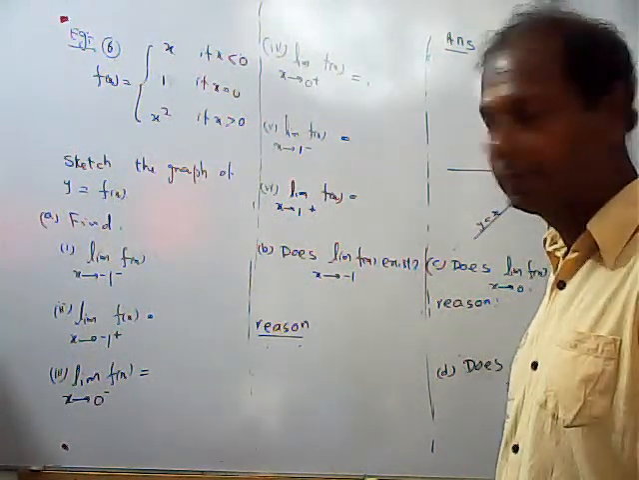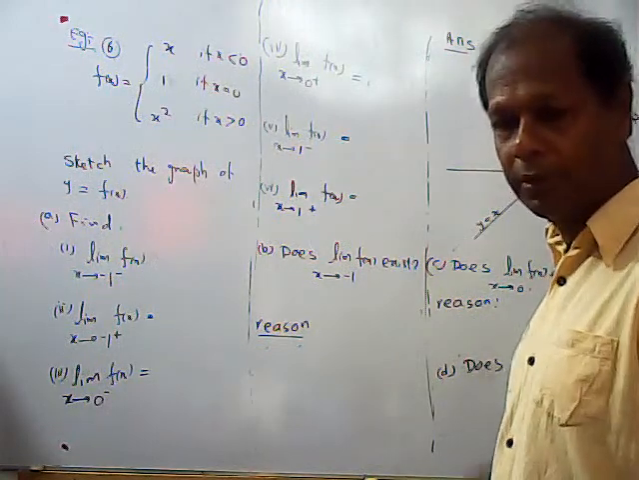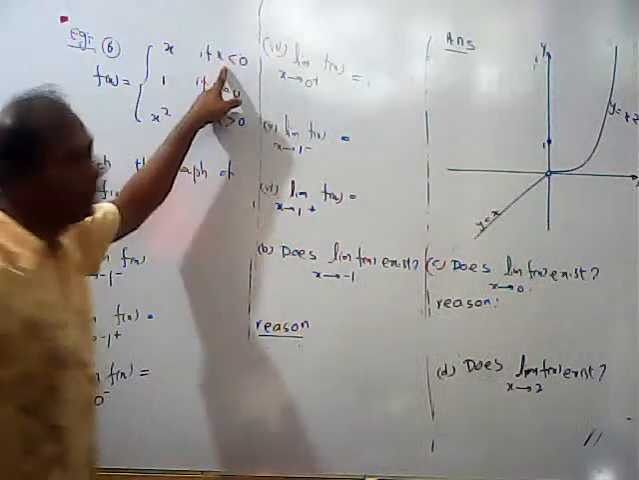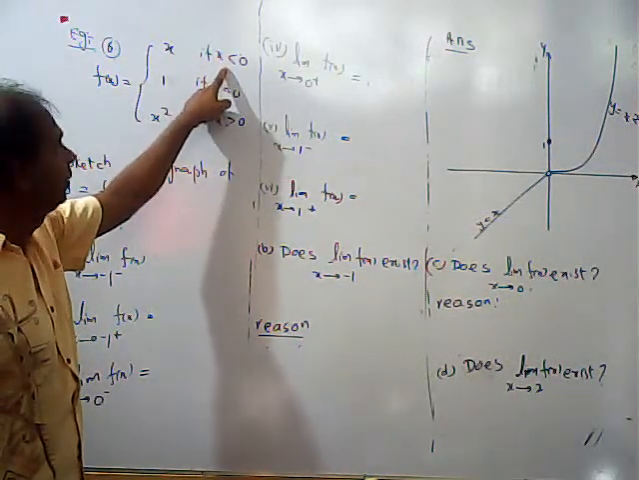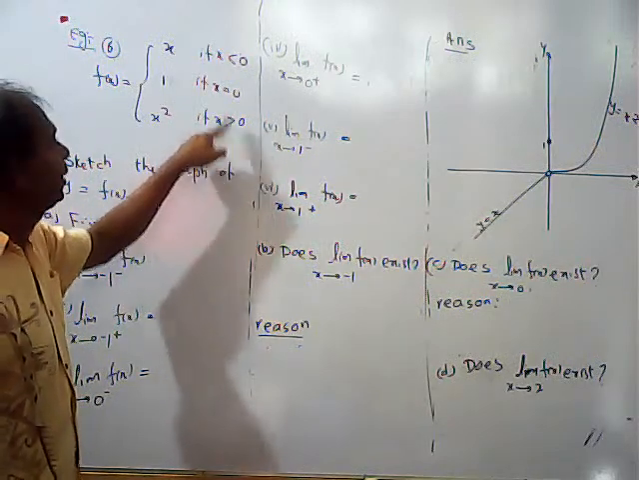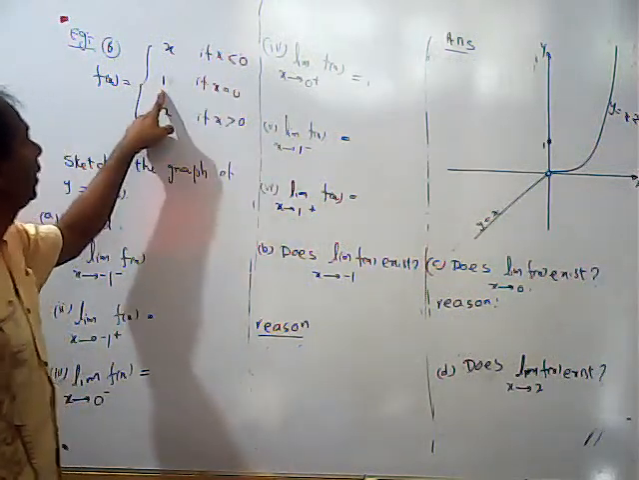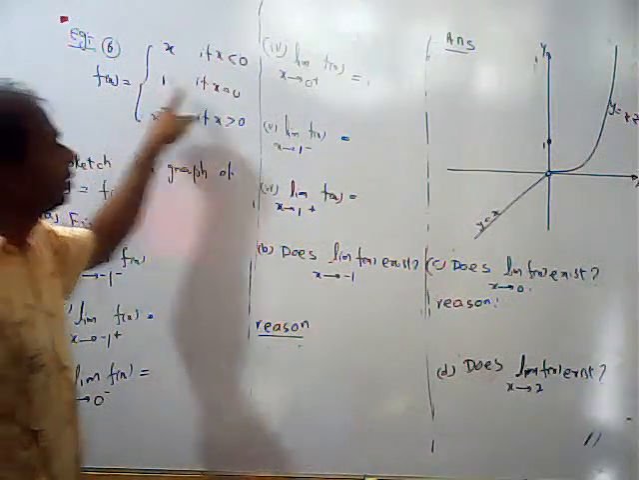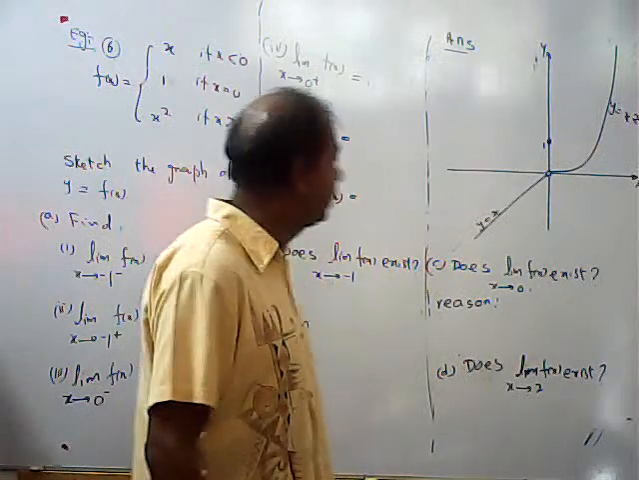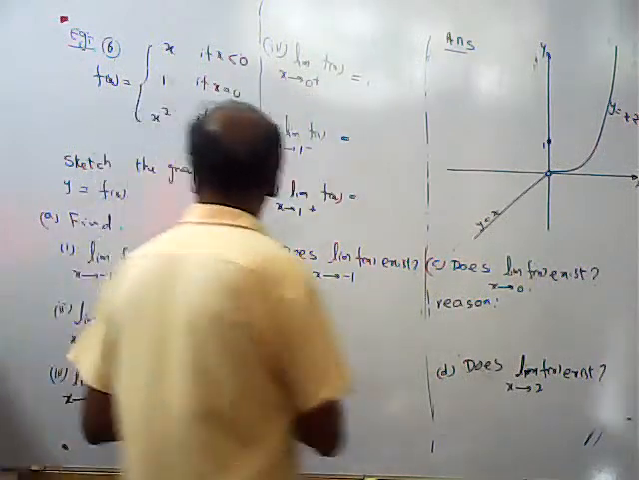Shall we see your answers? Did you make the adjustments in the diagram and also in the question, right? It is x less than 0, x is equal to 0 and x is greater than 0. Right? At x equals 0, y is equal to 1. It's an isolated point. Y is equal to 1. Right? Now let's see your answers.